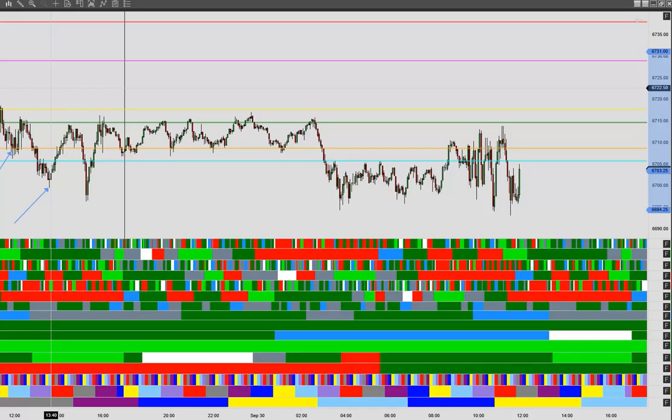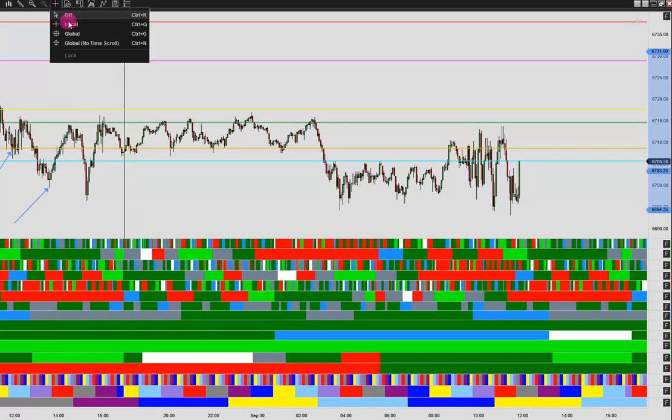Now I've shifted positions of the tool and I'm projecting to the upside. You can see the position of the lines has changed. Now the blue cyan line is the first line to the upside, then orange, green, yellow, magenta, and then red. But you can see how by choosing the correct pivots to use for the projection, I'm catching all the main pivot points of the action for today and catching the upside key resistance points here.